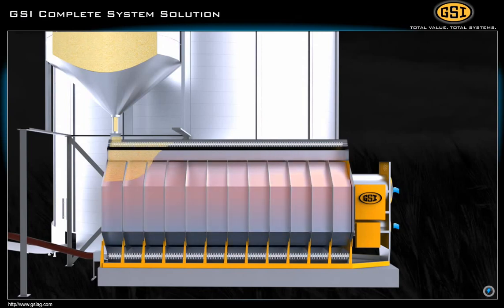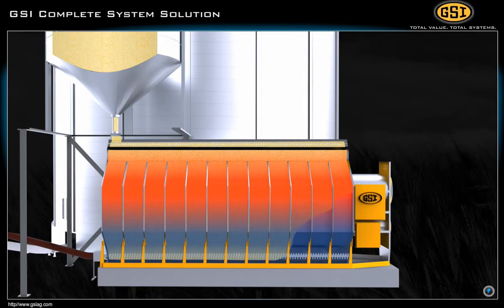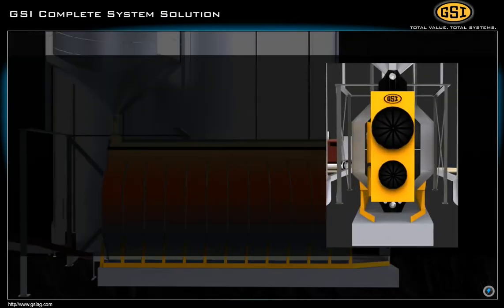The grain is gravity-fed into the dryer. The auger at the top of the dryer distributes the grain evenly. The grain flows along the outside columns of the dryer as warm air moves through the center.